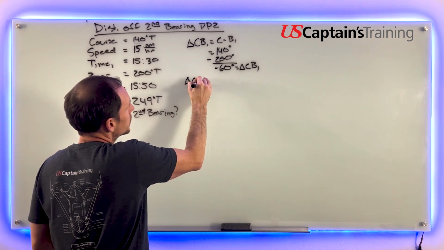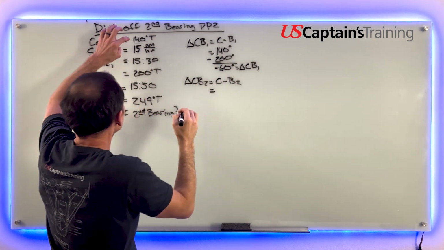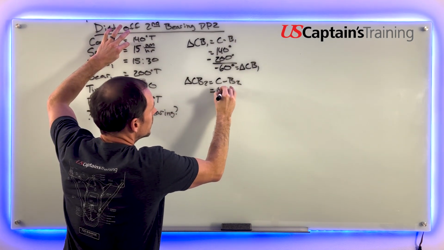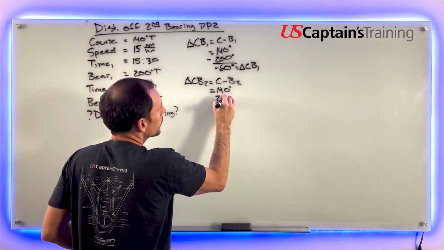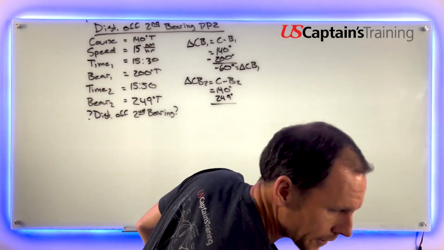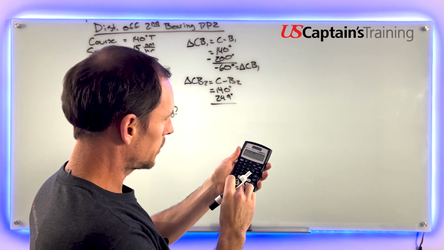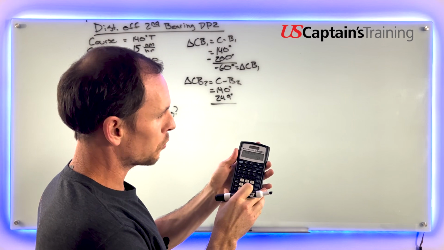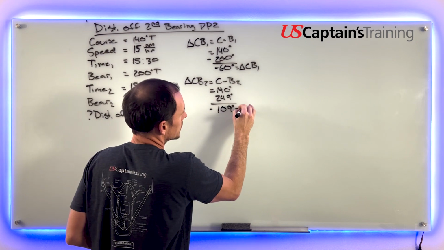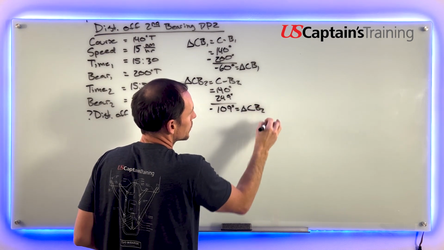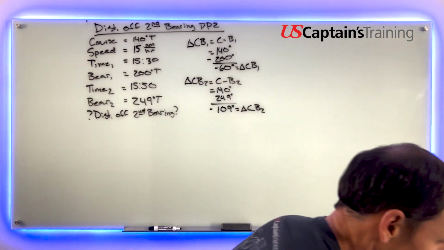Now we need to do it for bearing 2. So the change between the course and bearing 2 equals course minus bearing 2. Course, 140. Bearing 2, 249 degrees. What's that? Get our calculator and say 140 minus 249 equals negative 109. Negative 109 degrees equals the change between the course and bearing 2. Now we can go to our table in Bowditch.